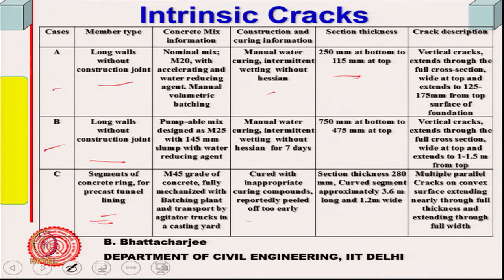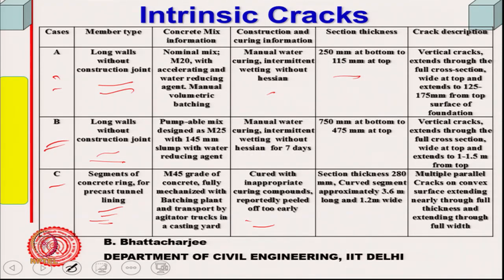This is again a case of same intrinsic crack cases. There are 3 cases shown for intrinsic cracks: case A, case B and case C. These are 3 case studies actually, and I will just show you photographs for better understanding. The first two are long walls without construction joint. The third one is segments of concrete ring used for precast tunnel lining, underground tunnel lining, and the cracks. So, 3 cases we are discussing.